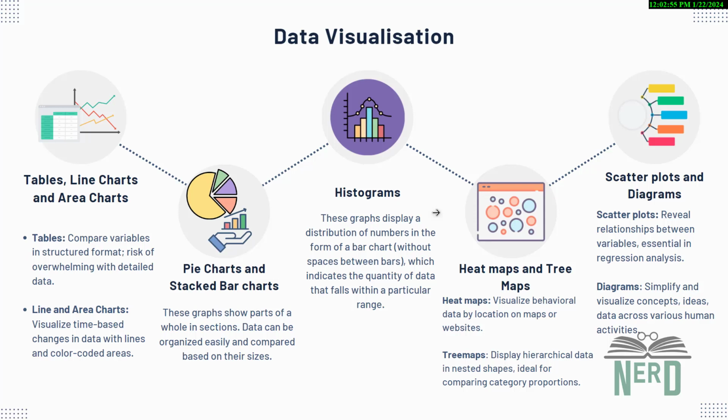Right. Next, we have heat maps and tree maps. So what are heat maps? These show where things are happening. For example, a heat map of a website can show which parts people click the most or visit the most. The hotter the area, the more action it's getting. Next is tree maps.